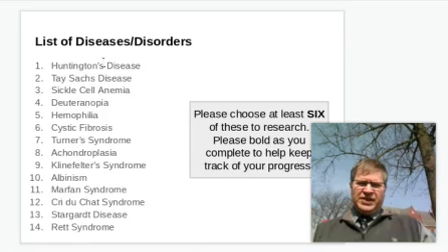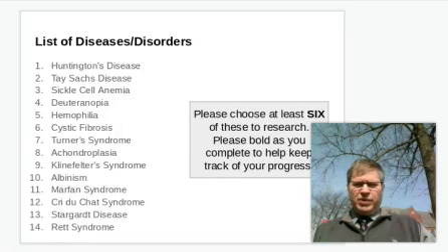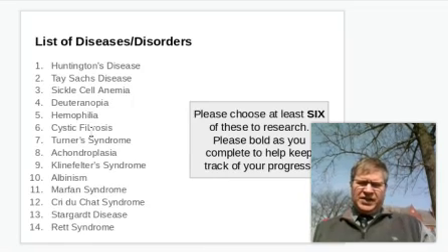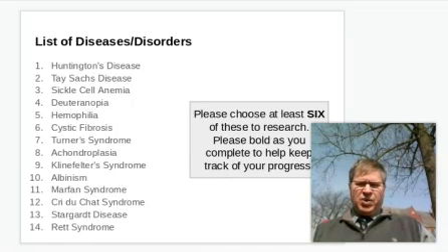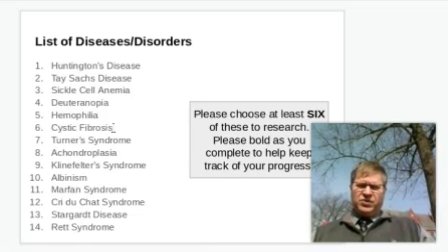So if I'm talking about Huntington's disease or Tay-Sachs or sickle cell or deuteranopia, which is a tough one to say, but a lot of you know about that. It has to do with color blindness, actually. Hemophilia is a blood disorder. Cystic fibrosis is a problem with the lungs. We actually had a student a few years ago that did succumb to the symptoms of that. She had already had a lung transplant, those lungs were sort of rejected, and she did pass away from her cystic fibrosis.